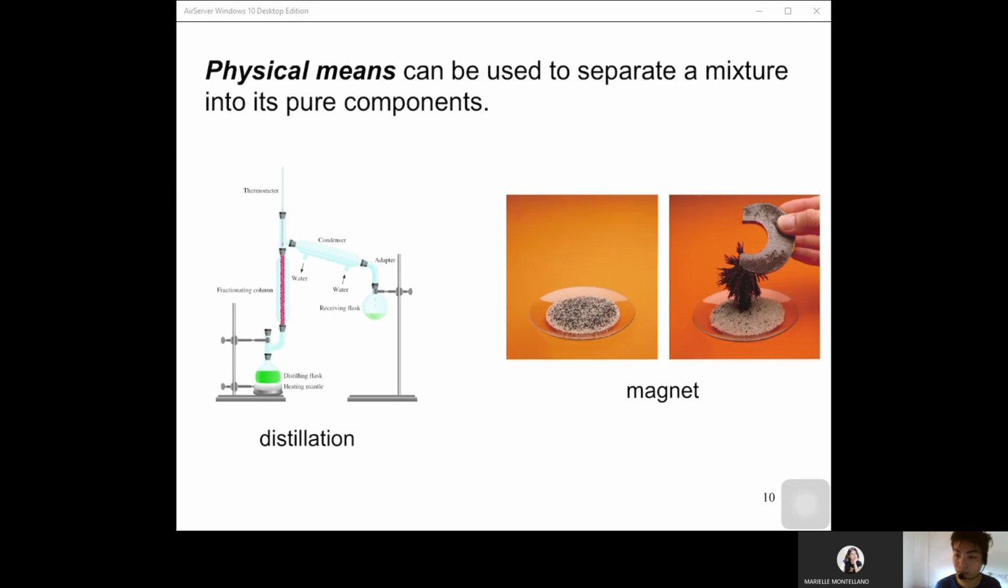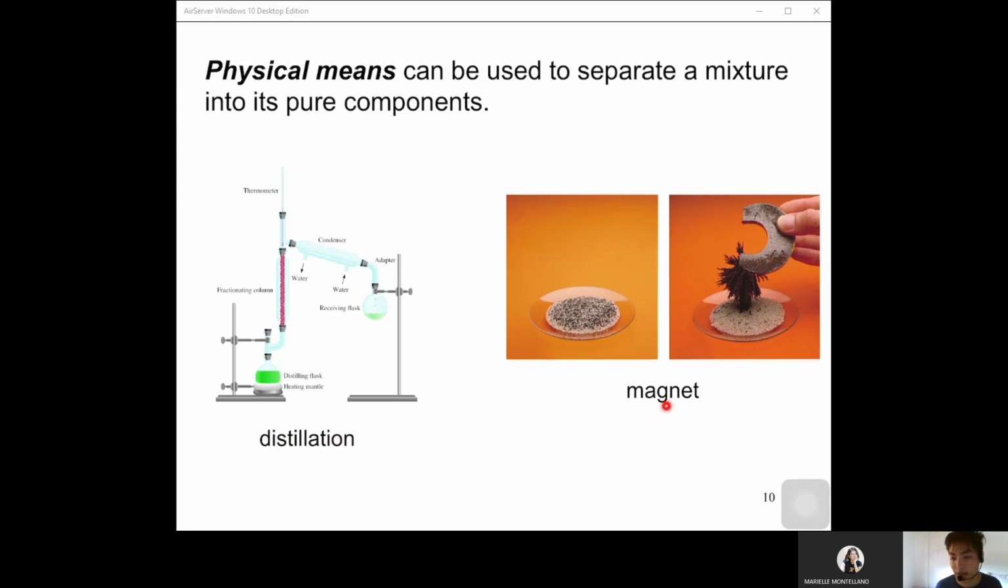So if you heat it up, unang mag-evaporate si alcohol kaysa sa water. So you can separate your mixtures into your components. We do that by distillation.